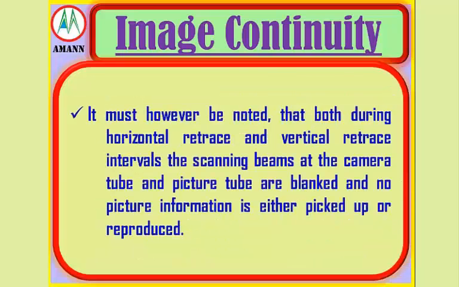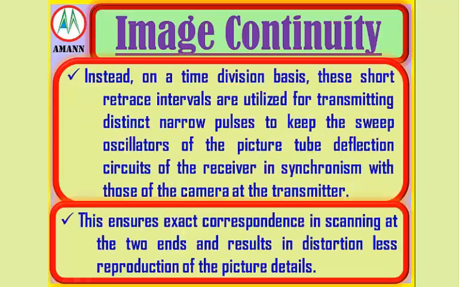It must, however, be noted that both during horizontal retrace and vertical retrace intervals, the scanning beams of the camera tube and picture tube are blank, and no picture information is either picked up or reproduced. Instead, on a time division basis, these short retrace intervals are utilized for transmitting distinct narrow pulses to keep the sweep oscillators of the picture tube deflection circuits of the receiver in synchronism with those of the camera at the transmitter. This ensures exact correspondence in scanning at the two ends and results in distortionless reproduction of the picture details.